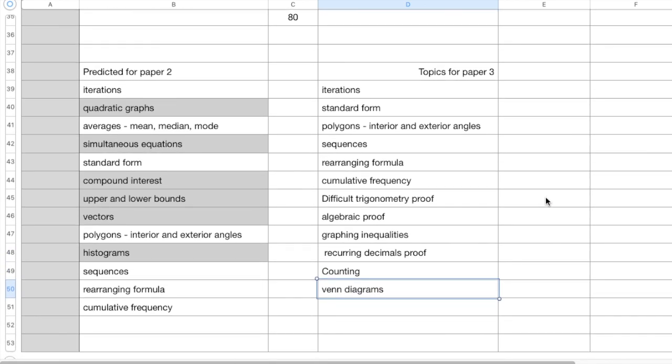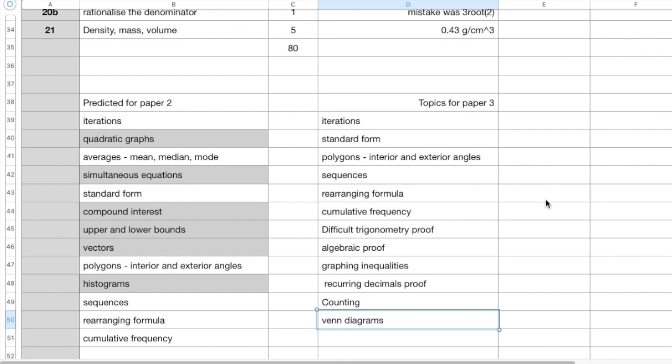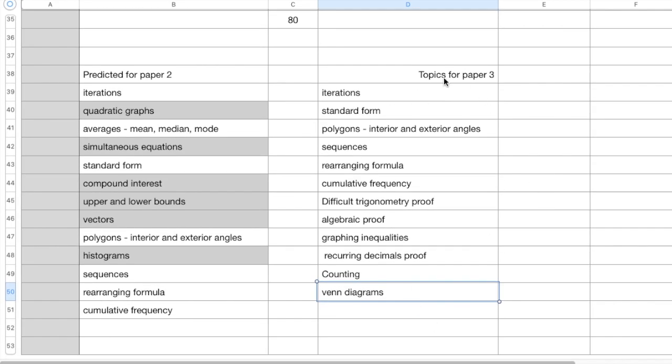And of course there are many other topics that could come up in paper 3. These are just some that come to mind. Check out websites like Corbett Maths, Dr. Frost Maths, and Just Maths. They come up with really good lists and predicted papers for topics that you might want to practice. But these are just a few that might come up.